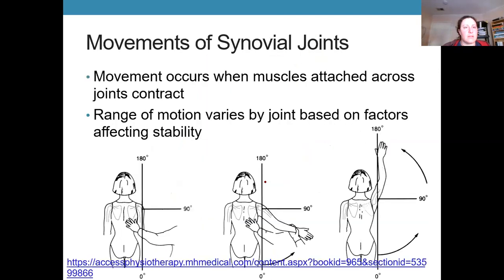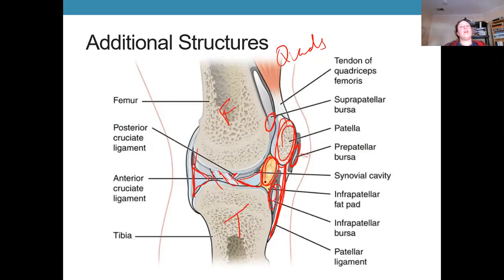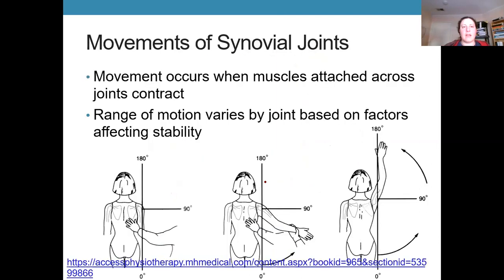Oh, sorry about that. That was weird. Okay. Let's see. So that is the anatomy. So now what we're going to look at is how synovial joints are able to move. And we'll talk a little bit more about movement when we get to the muscular system, but we like to start by looking at what the joints can do.